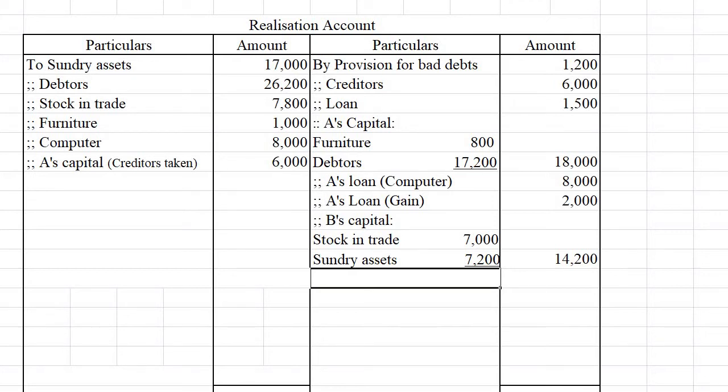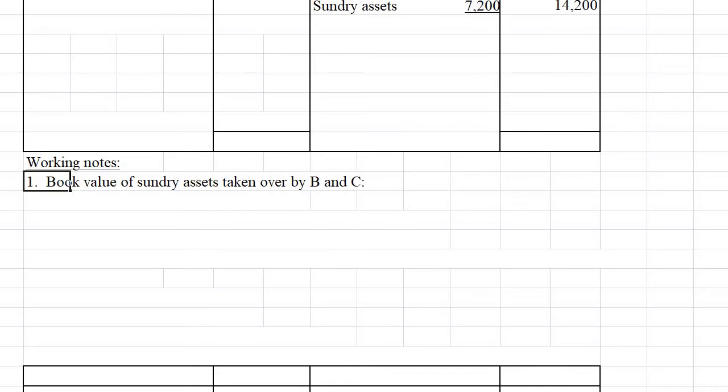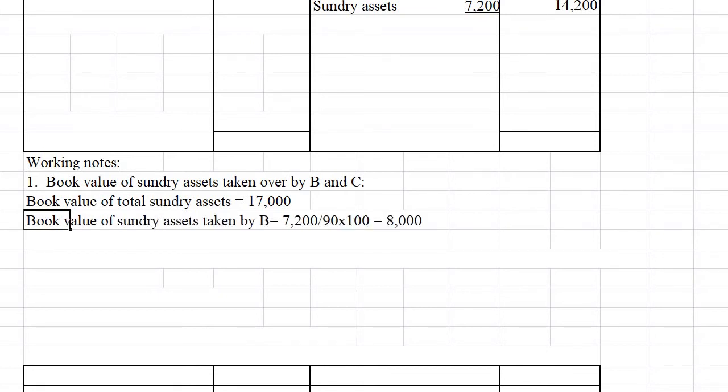Now it says that C took over the remaining sundry assets. So we have to find the remaining sundry assets. We can find out by writing a working note here. Working notes. Book value of sundry assets taken over by B and C we can write. Out of that, we have total sundry assets 17,000. Out of that how much is taken over by B? The book value of sundry assets taken over by B is equal to 7,200.